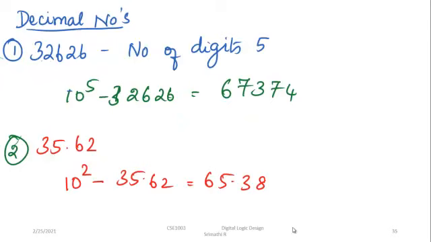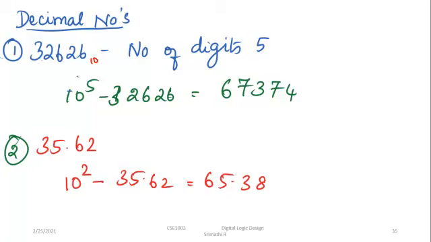First thing we will see about R's complement. The first number is 32626. Let us take it as an example. Let us deal first with the decimal number. How many digits do we have in this decimal number to the base 10? 32626.